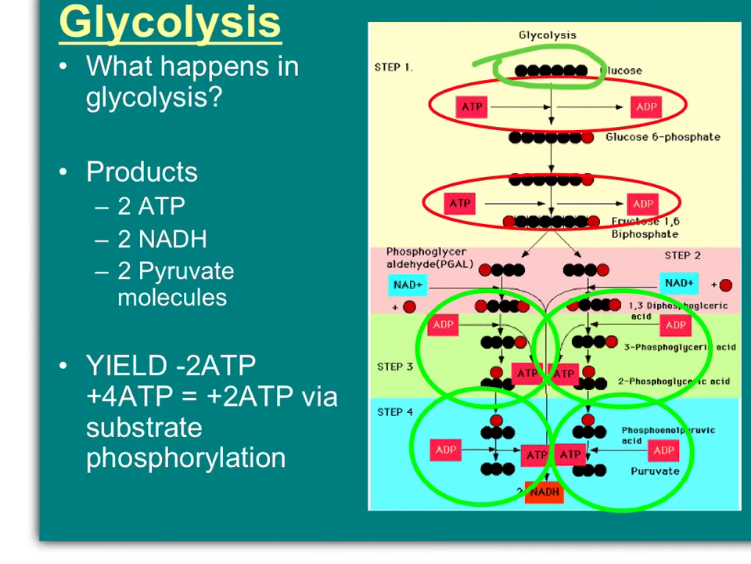I don't want you to know all the names. I want you to understand what's going on. 6 carbons. We add a phosphate. What's required to add a phosphate? An ATP. Wait. We're going to use ATP to make this? How's that useful? What are we trying to do here? We're trying to make ATP, but we're going to use ATP.